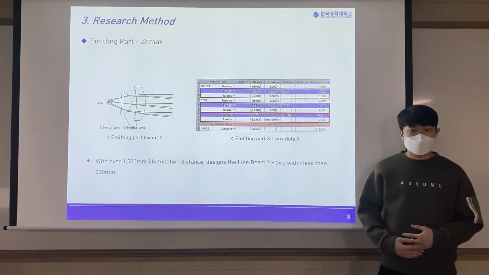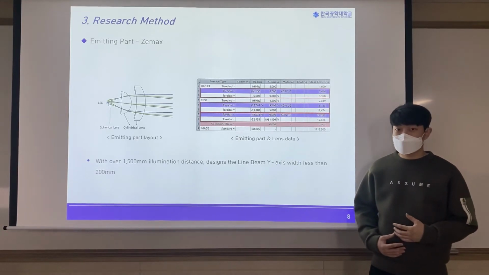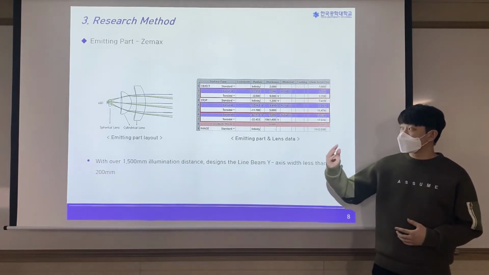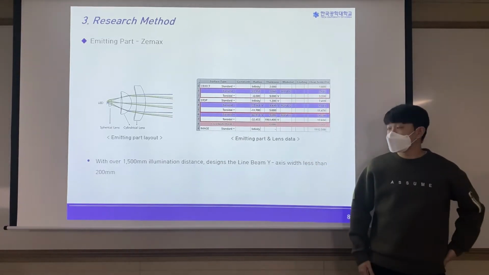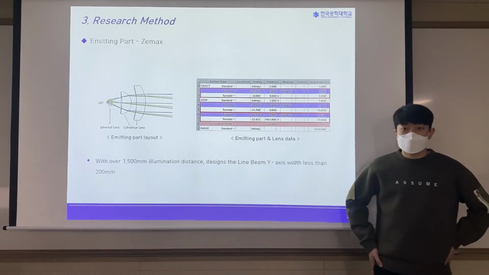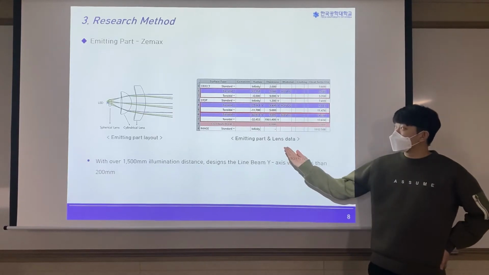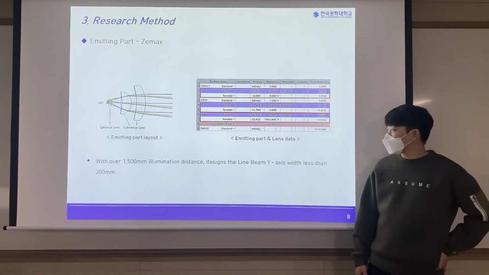We use a cylindrical lens and 2 spherical lenses as shown in the layout on the left. Also, as shown in the right lens data, for the production of the cylindrical lens, the material is designed as acrylic.